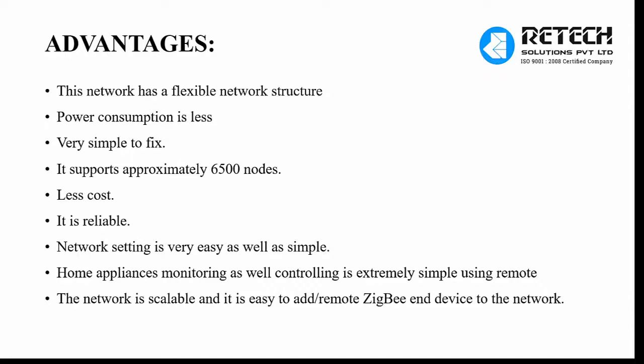And network setting is very easy. As I already told you, setting up the network is very easy in the Zigbee module. Home appliance monitoring as well as controlling is extremely simple using active mode. If you want to use it in the home, you can directly control or monitor the application using the main node. So the remote connection will be very simple, and the network is scalable and it is easy to add remote Zigbee end devices to the network.